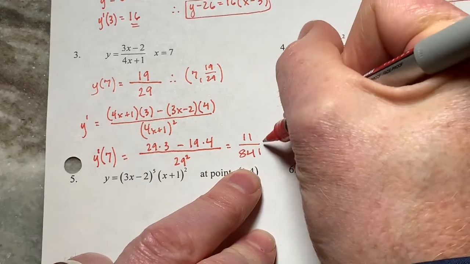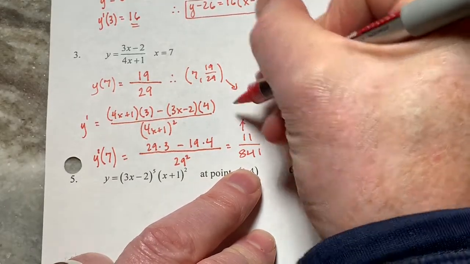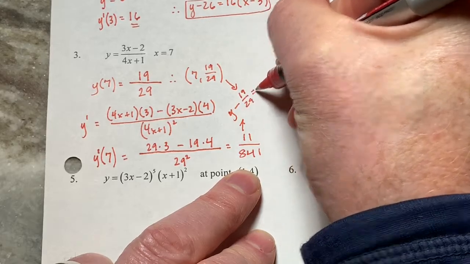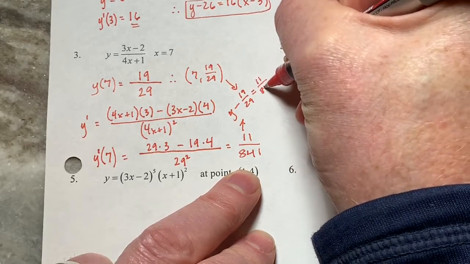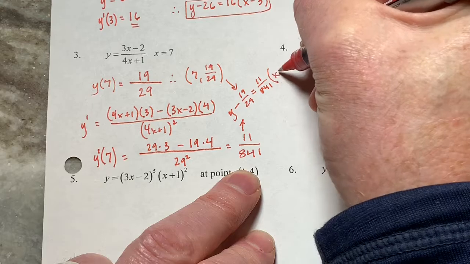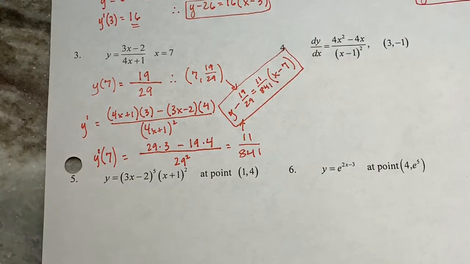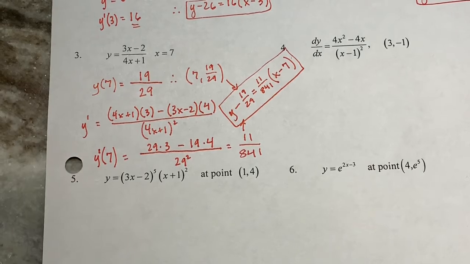So therefore, take the point, take the slope, and here we go. y minus 19 over 29 equals 11 over 841, parentheses, x minus 7. And as ugly as that looks, that's an equation of my line tangent to the curve.